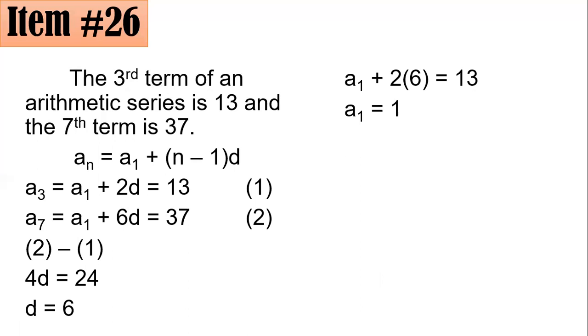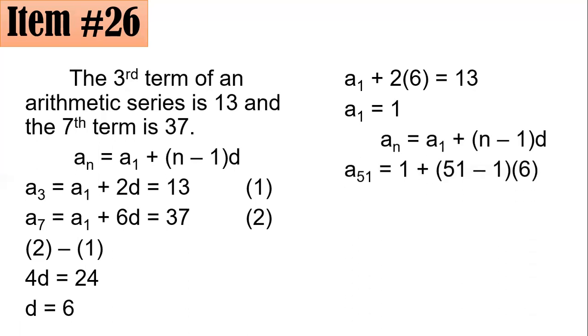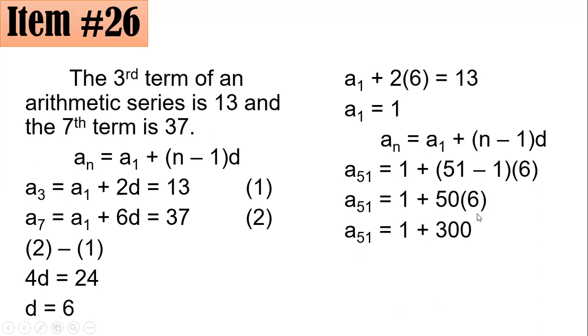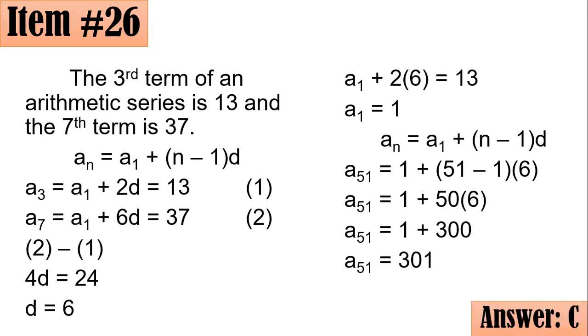And now, since we have the first term 1 and common difference 6, we can determine the 51st term by replacing n with 51 and utilizing the values of a sub 1 and d. So a sub 51 is equal to 1 plus 51 minus 1 times d, which is 6. 51 minus 1 is 50, and 50 times 6 simplifies to 300. Plus 1, that gives you 301. And the correct answer is C. I hope you got this as well.